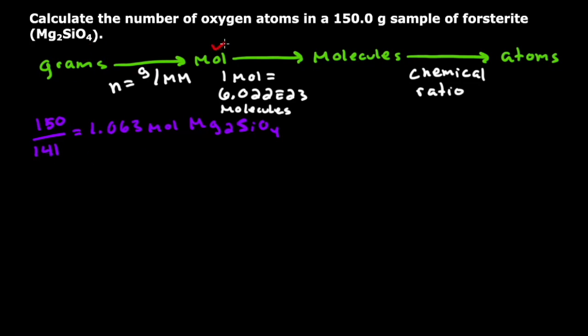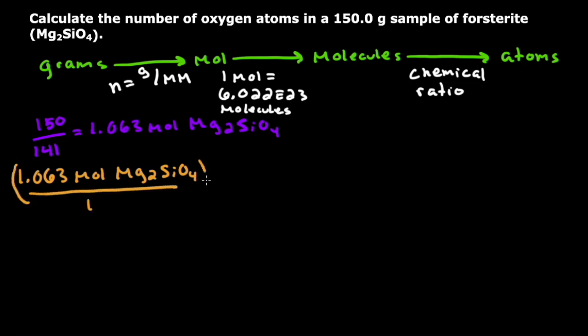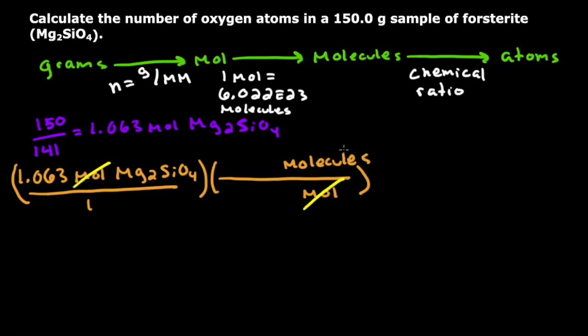And now if I want to go from moles to molecules, I'm going to do this right here. And so let's go ahead and do that. And that says that we have 1.063 moles of Mg2SiO4 like this. I'm going to put this over 1 like that. And what I'm going to do now is put moles on the bottom, and then put molecules up top. The reason why I'm putting moles on the bottom is so that moles here and moles here can cancel out, and then I'll be left with molecules up here.